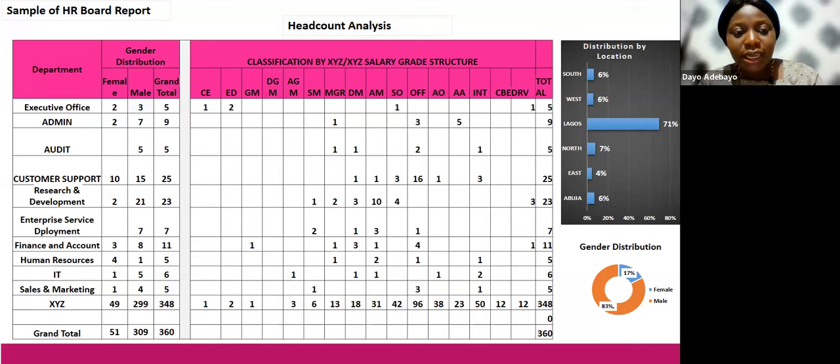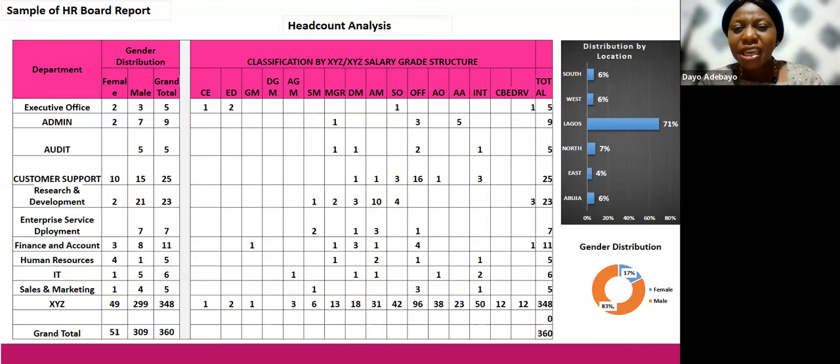So in total, for example, I'm telling them that I have 49 female, 299 male, and this is just a skeletal figure. So I have 49 female, then 299 male, and a grand total of 349, or 360. So on the right-hand side, I want us to look at it so that we can really focus on the enhancement part of the reports.